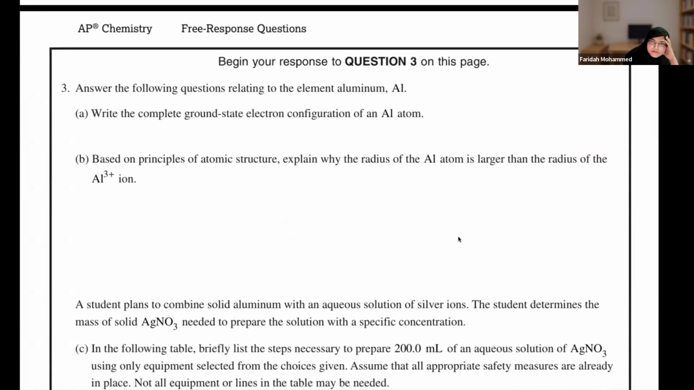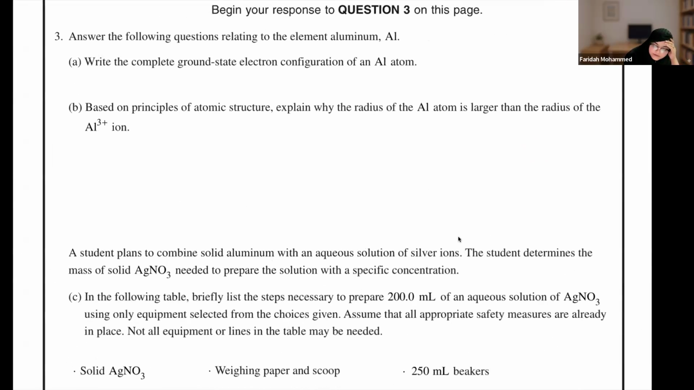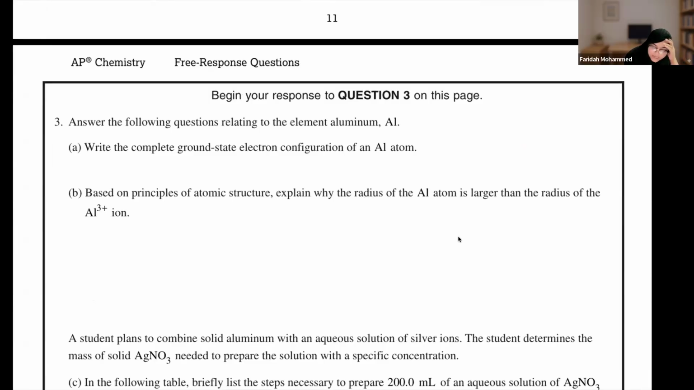configuration of aluminum. Well, this is very simple. You can either do the noble gas or the whole thing. I don't think there will be any one of you that's going to miss a point on this. You shouldn't be taking AP Chem on Tuesday if you do not know how to do this.